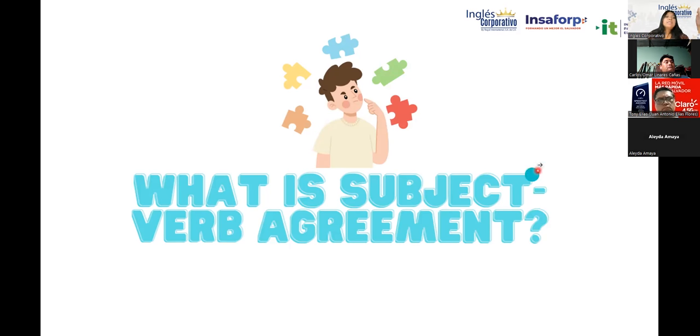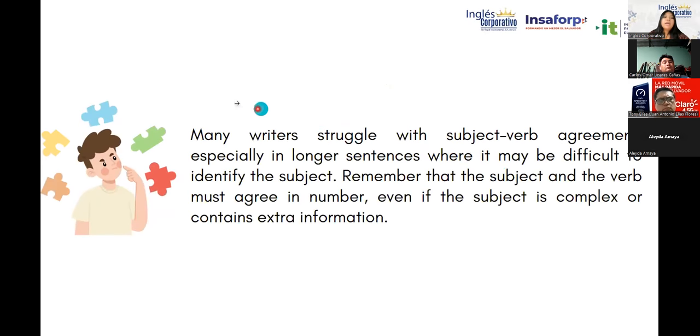Okay, so now subject and verb agreement. Tony, help us reading the information. Okay. Many writers struggle with subject-verb agreement, especially in longer sentences where it may be difficult to identify the subject. Remember that the subject and the verb must agree in number, even if the subject is complex or contains extra information. Very good. So today we are going to study the subject and verb agreement.